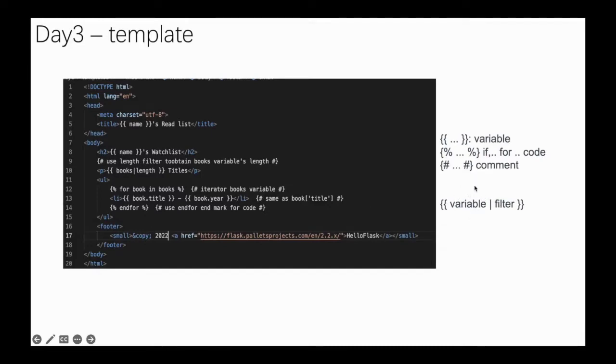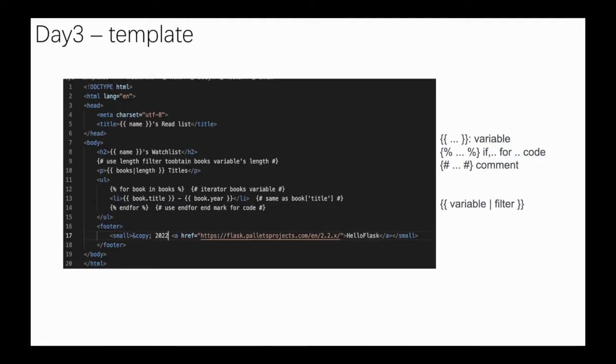Actually, Jinja mainly uses some kinds of patterns: variables and filters. A variable has the same meaning as a variable in Python code. A filter is like a Python function. For example, this one, books range. Books is the variable, and range is the filter, like the len function in Python code. There is a variable name and also books.